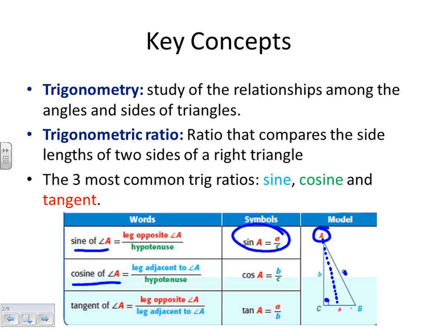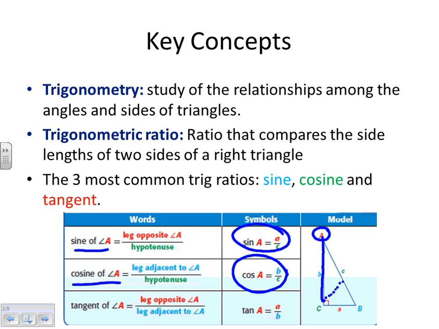Cosine of angle A. We're still looking at angle A. And cosine is adjacent. So we want the leg that is right next to the angle. So we've got B over the hypotenuse. Remember that hypotenuse is still the same one, directly across from that right angle. So we have cosine of A is B over C.